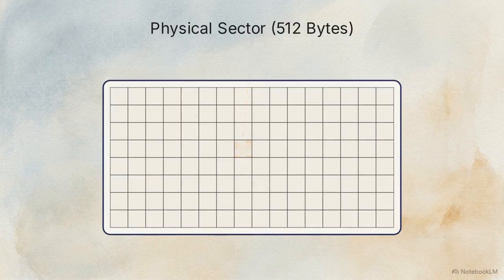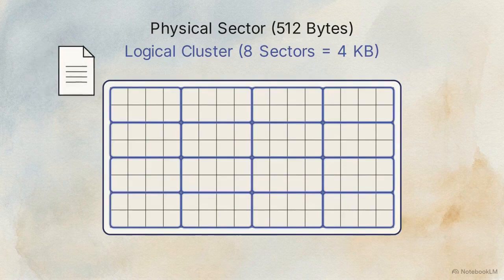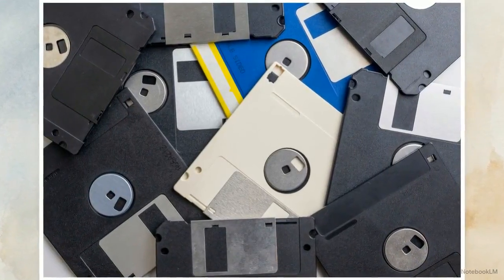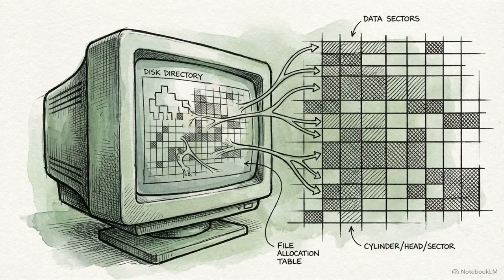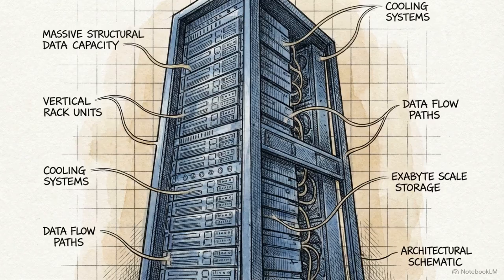A disk partition is geometrically divided into physical sectors, typically 512 bytes each, which are grouped into logical clusters. When a file is saved, the OS assigns it to a specific sequence of cluster addresses. These 3.5-inch floppy disks represent the era of the File Allocation Table, or FAT. FAT was Microsoft's original, simple map designed to point the OS to the correct clusters on early media formats. As storage hardware expanded, the original FAT system evolved into FAT32 and eventually exFAT to handle massive modern partition sizes and larger individual file limits.